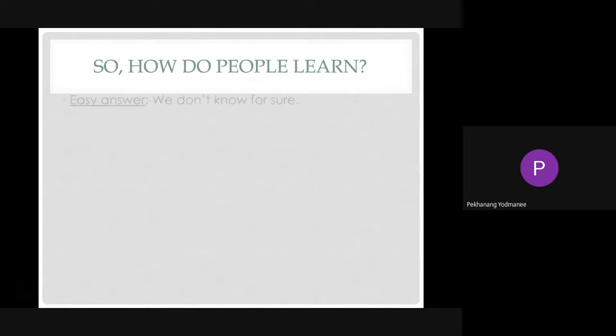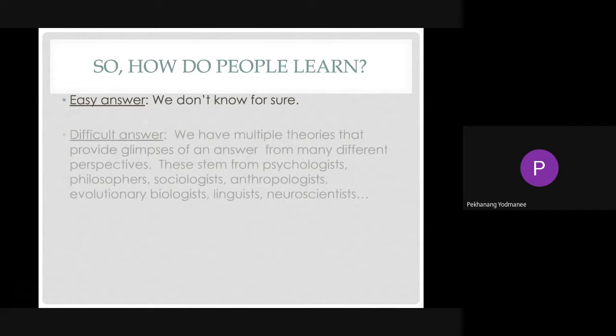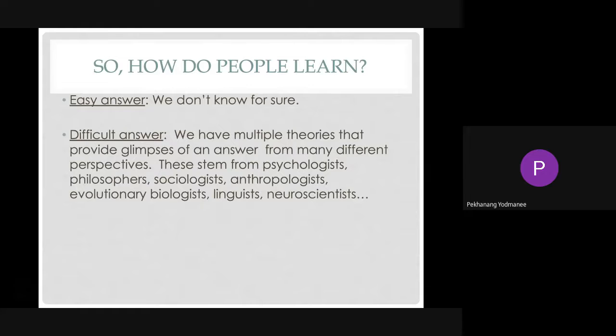So, how do people learn? We don't know for sure. It is a difficult answer. We have multiple theories that provide glimpses of an answer from many different perspectives. These stem from psychologists, philosophers, sociologists, anthropologists, evolutionary biologists, linguists, neuroscientists.